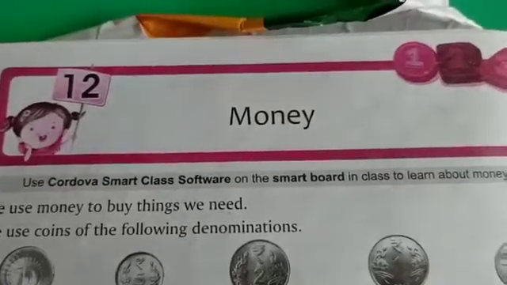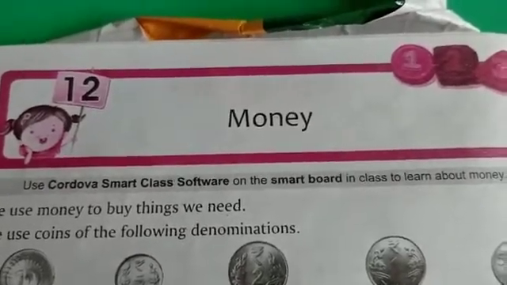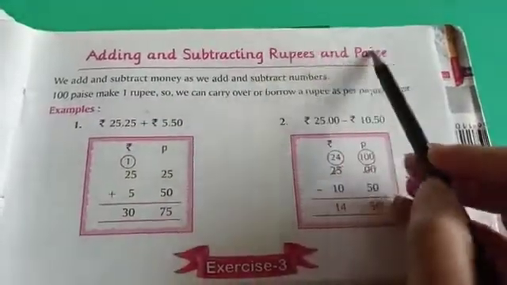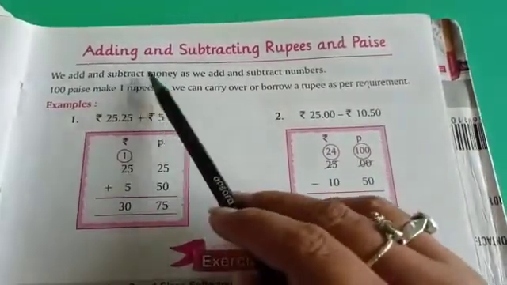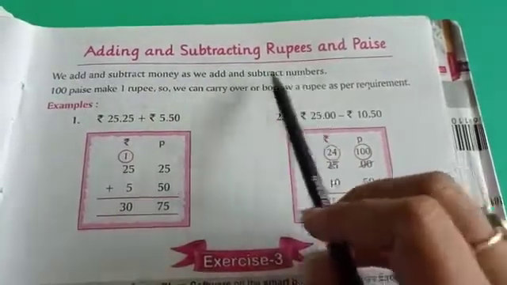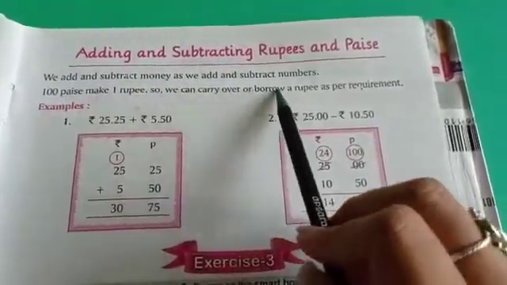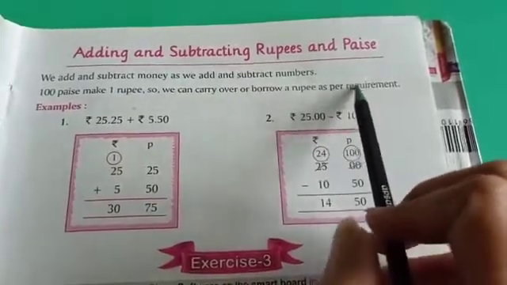Standard 2nd, Maths, Chapter number 12, Money. I continue from adding and subtracting rupees and paise. We add and subtract money as we add and subtract numbers. 100 paise makes 1 rupee. So we can carry over or borrow rupees as per requirement.